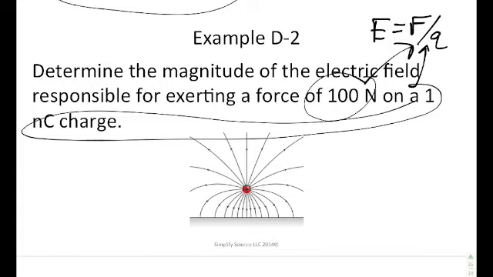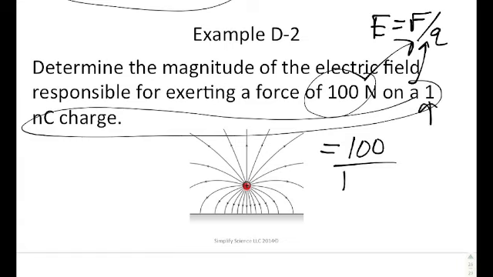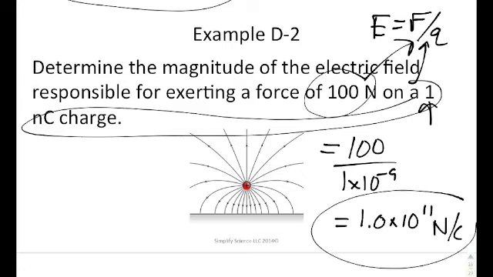In our case, it would be E equals 100 divided by 1 nanocoulomb. Now 1 nanocoulomb is 1 times 10 to the negative ninth. 100 divided by 1 times 10 to the negative ninth ends up giving you a value of about 1 times 10 to the 11th newtons per coulomb. Once again, an extremely large value for an electric field.